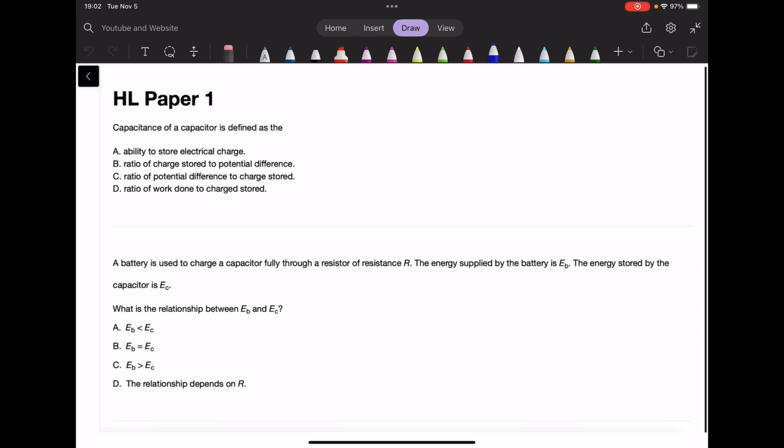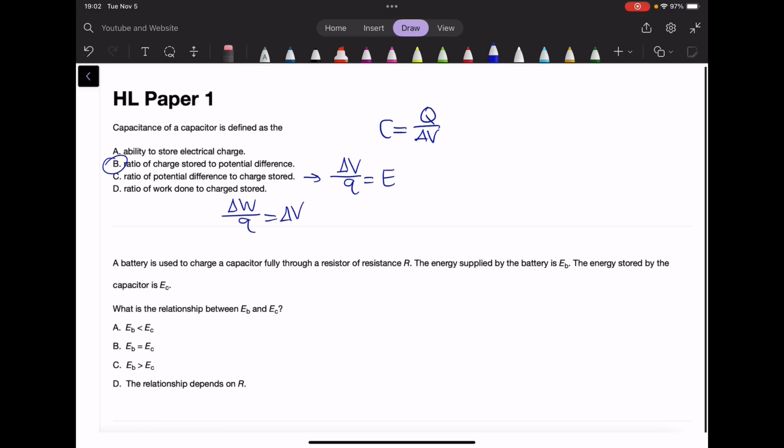stored. So capacitance is equal to charge over potential difference. So B is the answer. C is wrong because the ratio of potential difference to charge stored is equal to electric field. And D is wrong because the ratio of work done to charge stored is equal to potential difference.